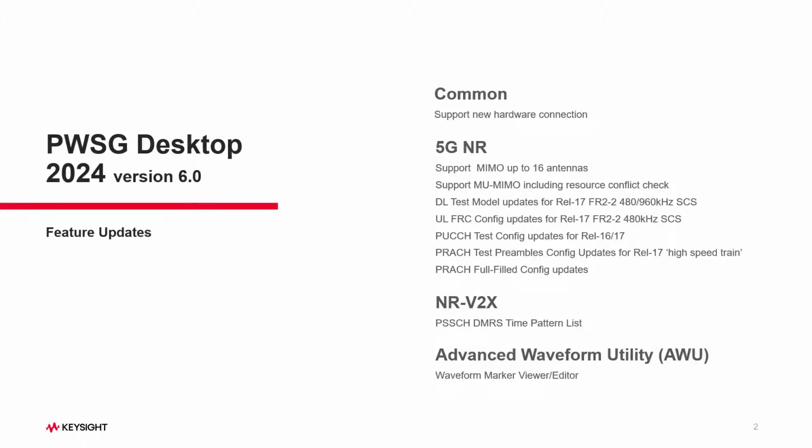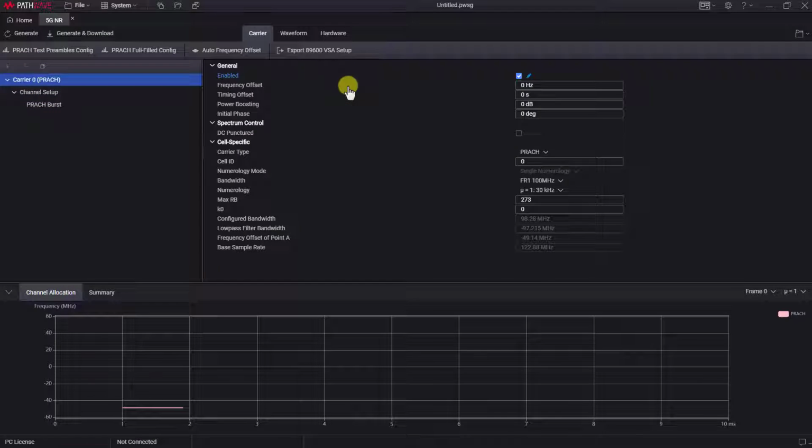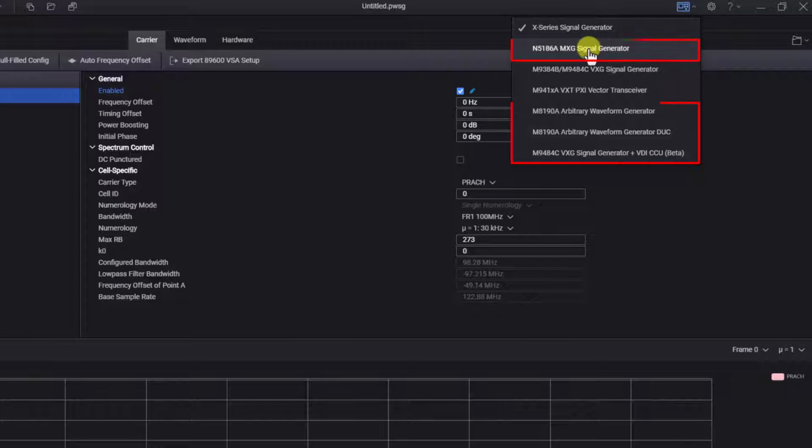In the next few minutes, I'll be giving you a quick rundown of the latest features, with the goal of helping you get the most out of the software. The first update is that we know you've all been waiting for live connections with our recently launched hardware platforms, which are now available. See the list below. These hardware connection options can be found in both 5G New Radio, NRV2X, and AWU applications.